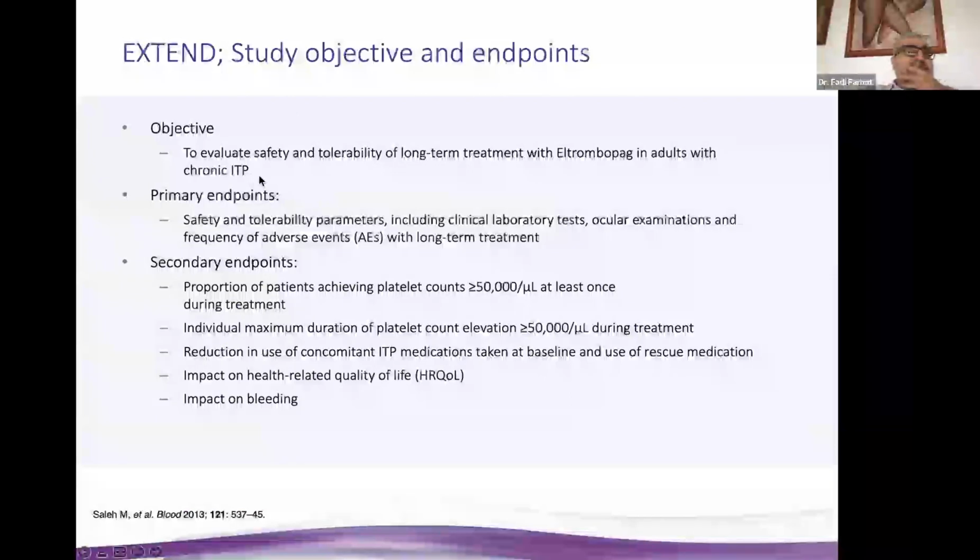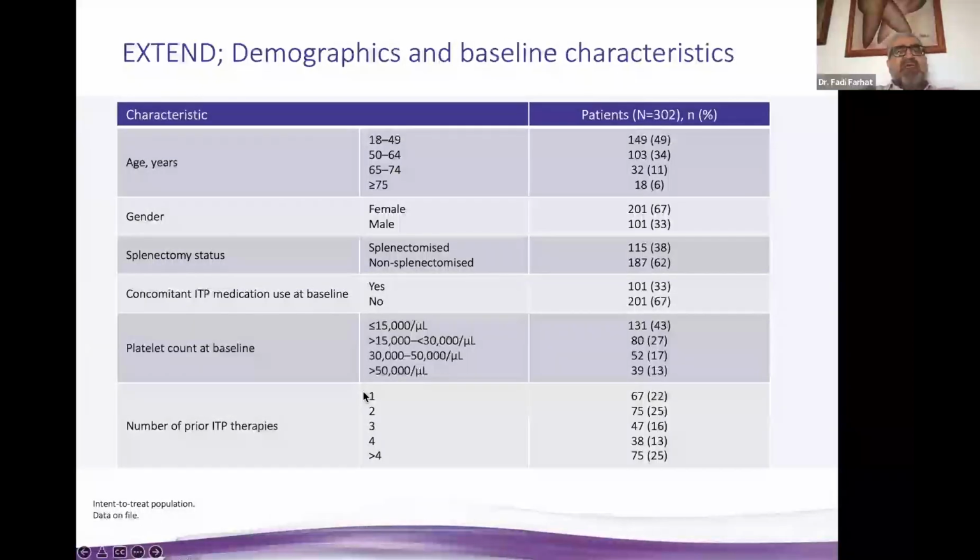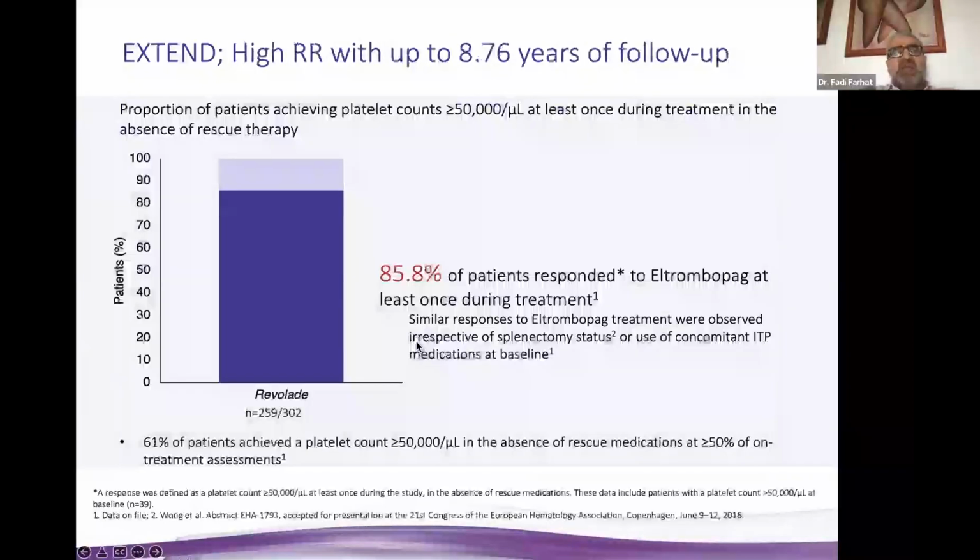And the objective was to know the safety and tolerability of long treatment with eltrombopag in adults with chronic ITP, which is important because we are talking about healthy people in which ITP will never deteriorate the health situation, unless there is a complication. So we have to look at the long-term safety. Primary endpoint: safety and tolerability parameters, including clinical laboratory, ocular examination, and adverse events. And secondary, there were many, and the demographics at baseline were well balanced.